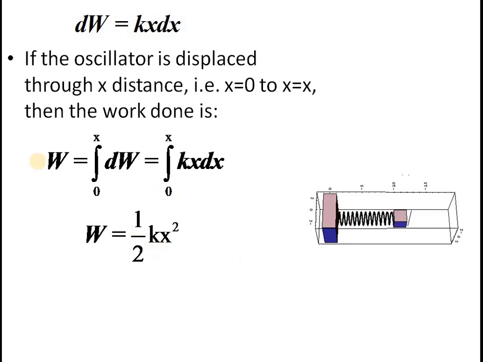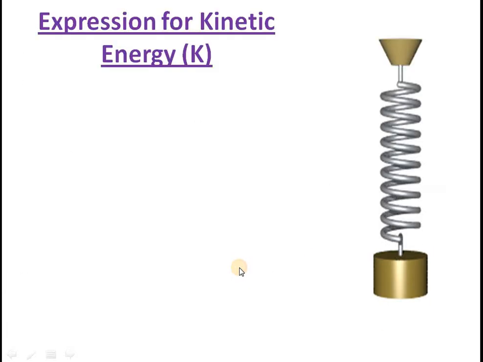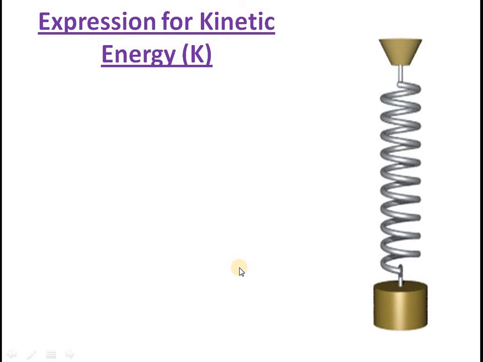So that shows that work done depends on the displacement, and it varies with time, because x will vary with time. So obviously work done will also vary with time. This is stored as potential energy in the spring. So we say work done on the oscillator becomes its potential energy. Whatever work is done is stored in the system as its potential energy. So we got the expression for potential energy.